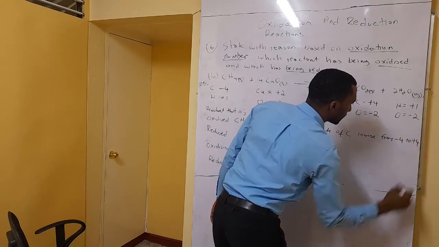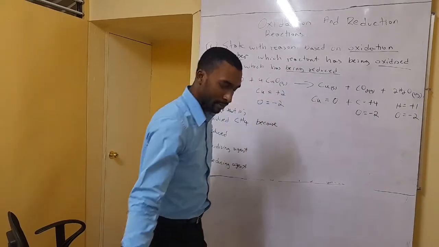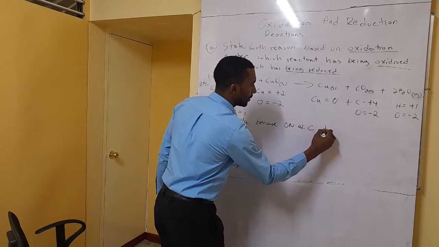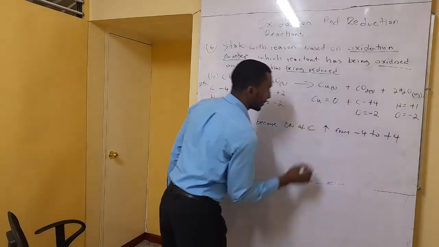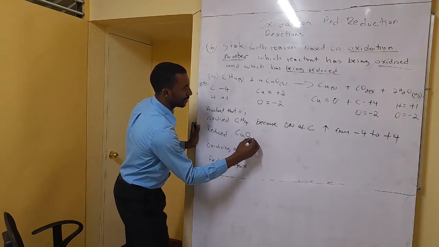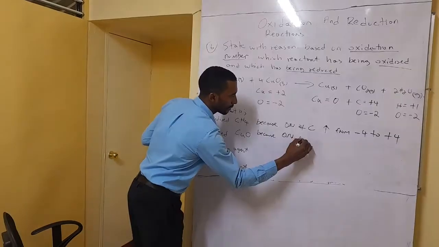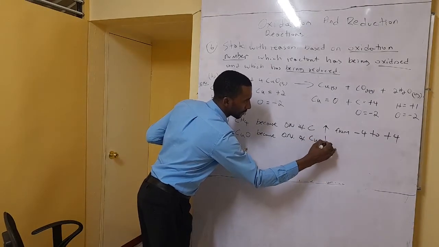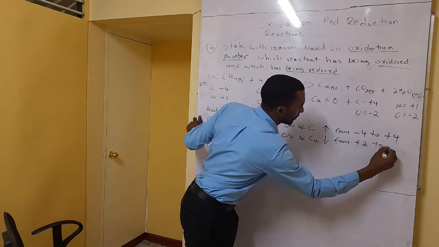-4 to +4. The oxidation number of carbon increases from -4 to +4. That's an increase, right? Which one is reduced? Must be the copper oxide, because the oxidation number of copper decreases from +2 to 0.